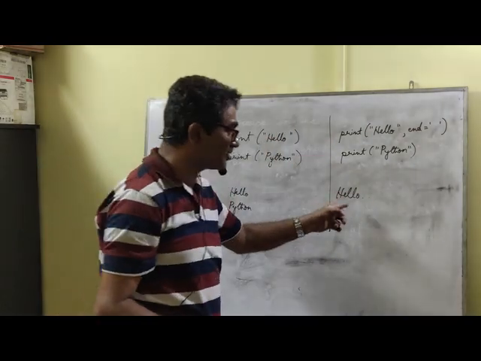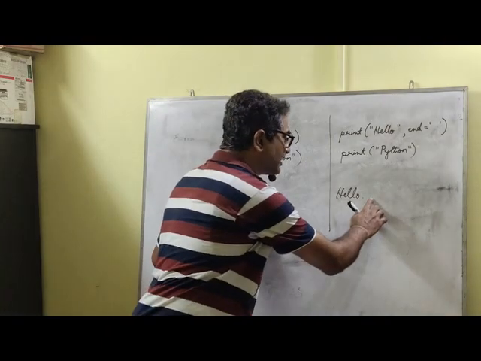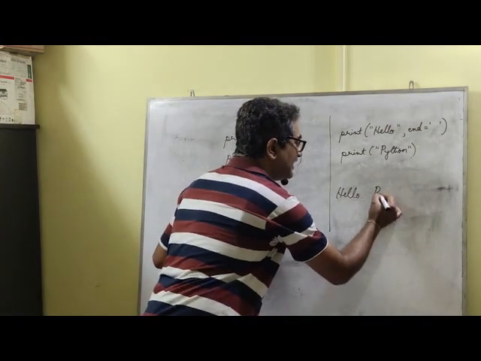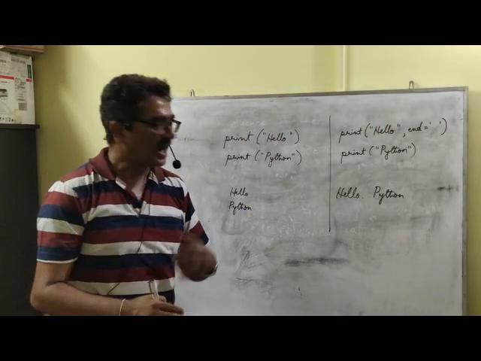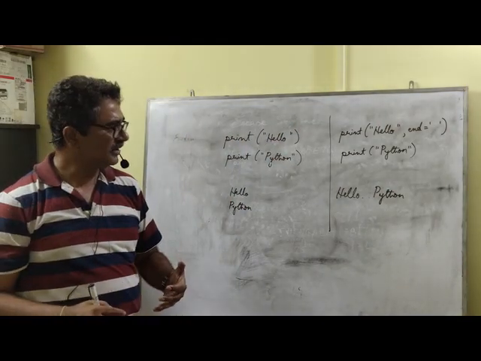If there are two spaces, it's going to display two spaces. So after displaying the space, it's going to display Python, the word Python. I believe you can understand this, how it is going to display this. Very simple.